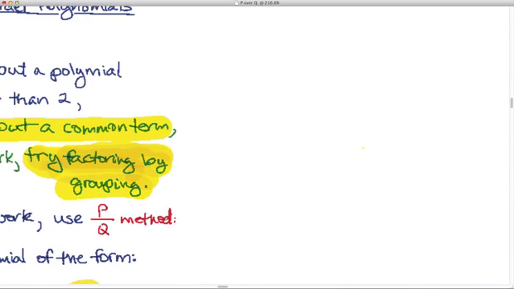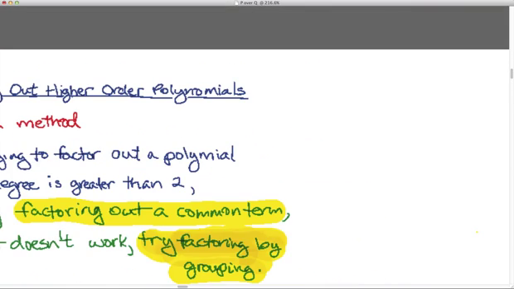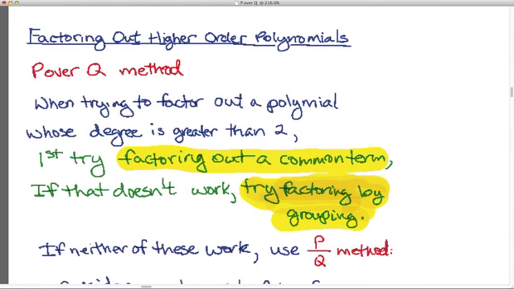Then factor. So make sure you check out the example videos dealing with the factoring out of higher order polynomials. Practice is the most important thing.